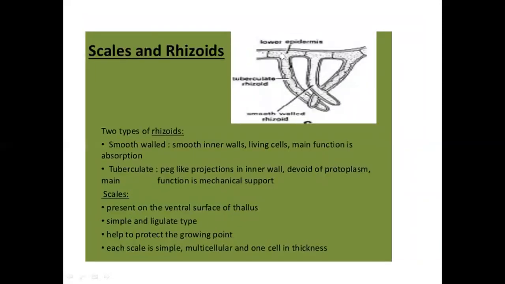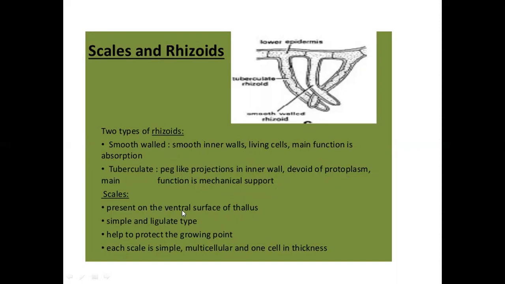Scales and rhizoids are present here; this is the lower epidermis. There are two types of rhizoids. Smooth-walled rhizoids have smooth inner walls, are living cells, and their main function is absorption. Tuberculate rhizoids have peg-like projections in the inner wall, are devoid of protoplasm, and their main function is mechanical support.